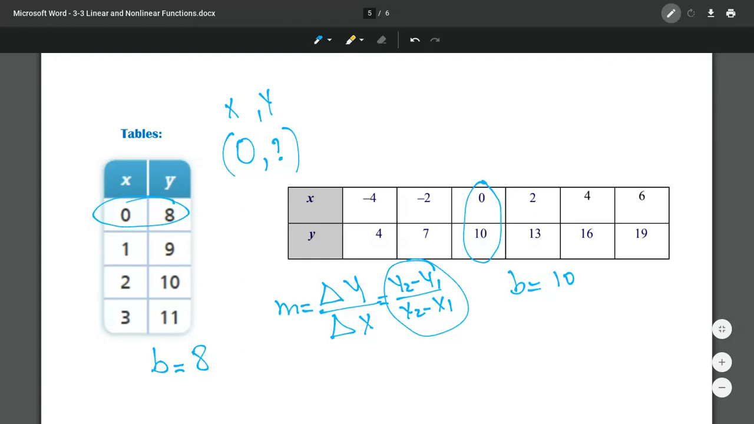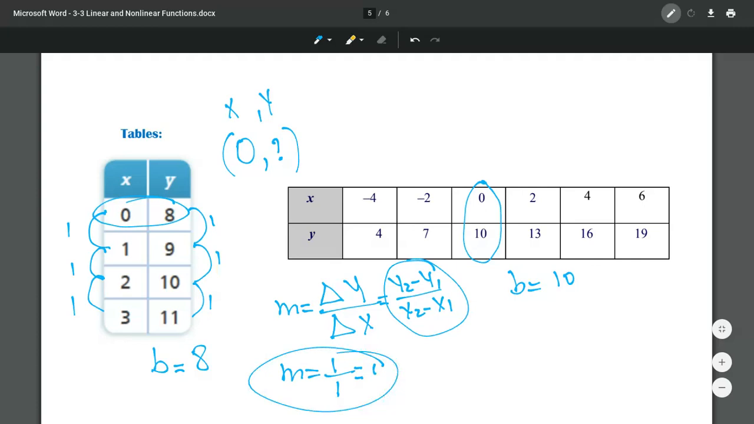So we know that these are functions, the differences are the same. So it goes up by 1, up by 1, up by 1. And here also it goes up by 1, 9 to 10, up by 1, up by 1. So the difference in y's is 1, and the difference between the two x's is also 1. So the slope for that table is 1 over 1, or simply 1.